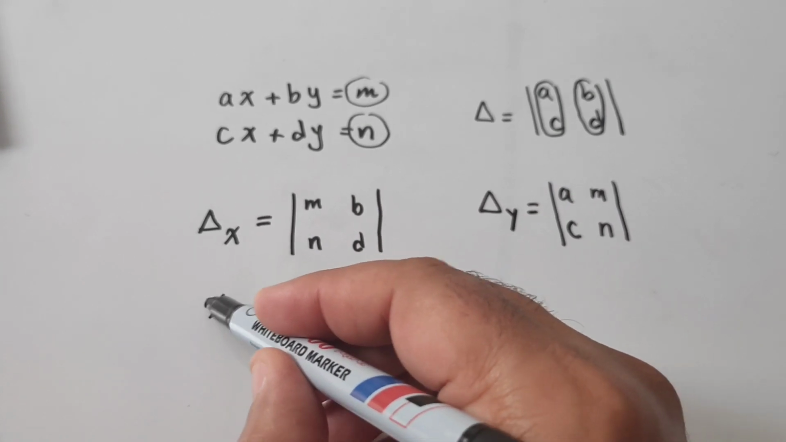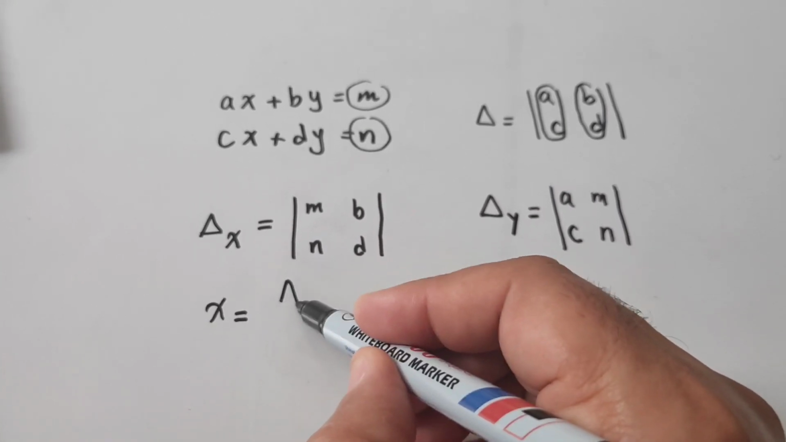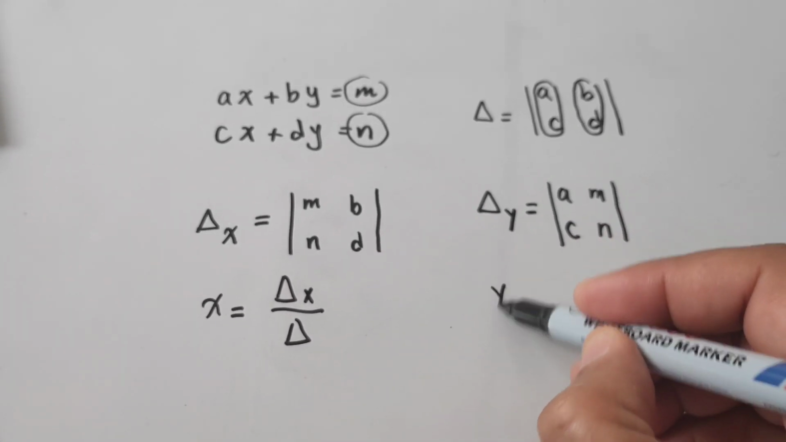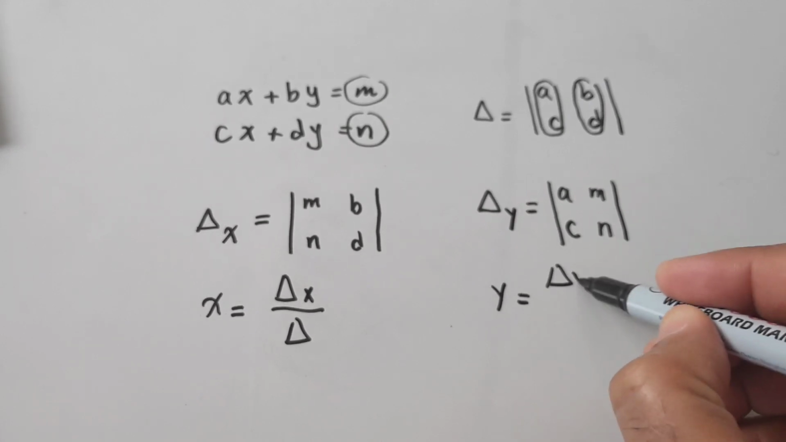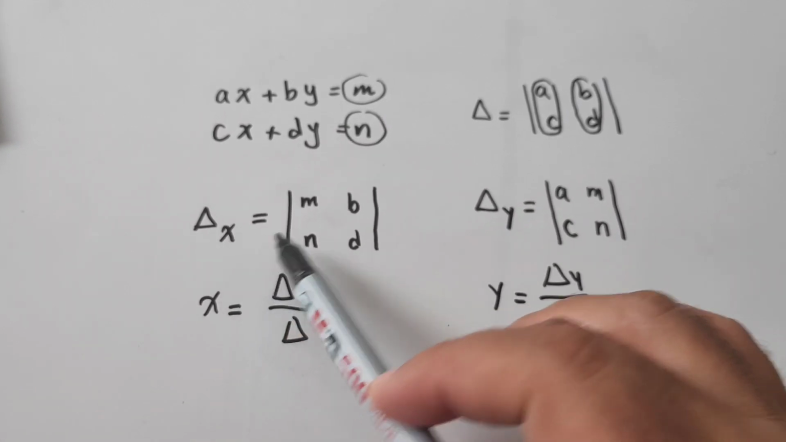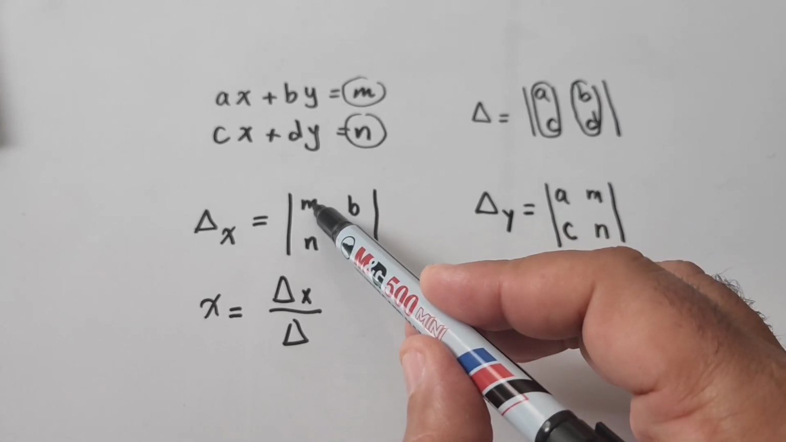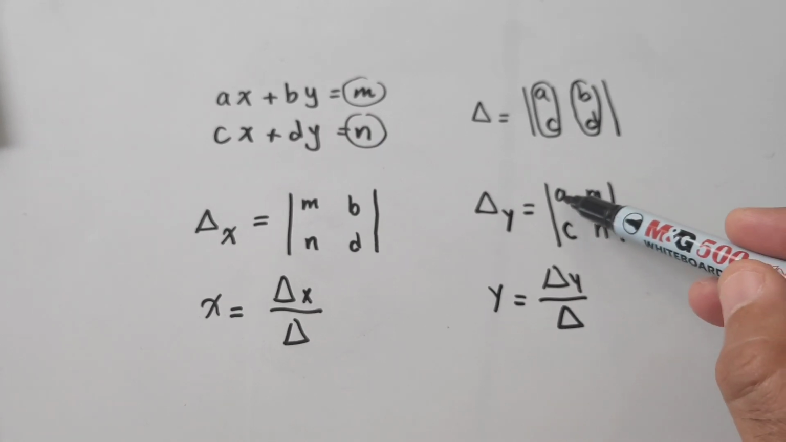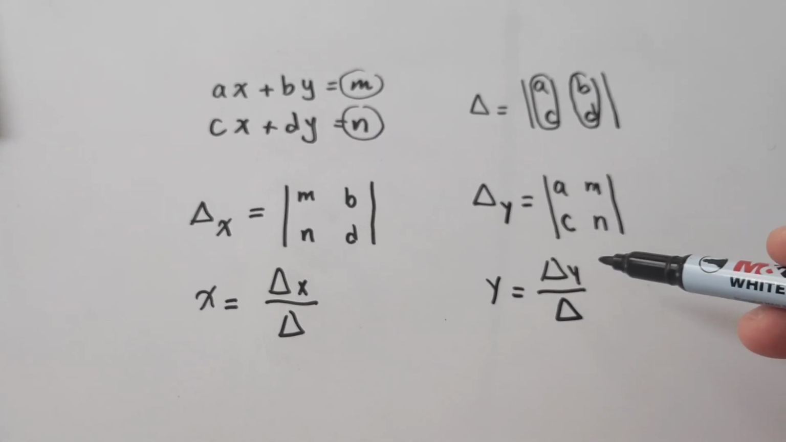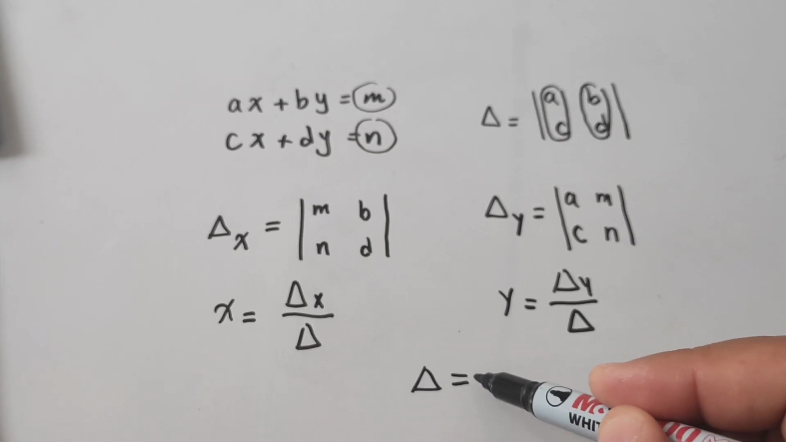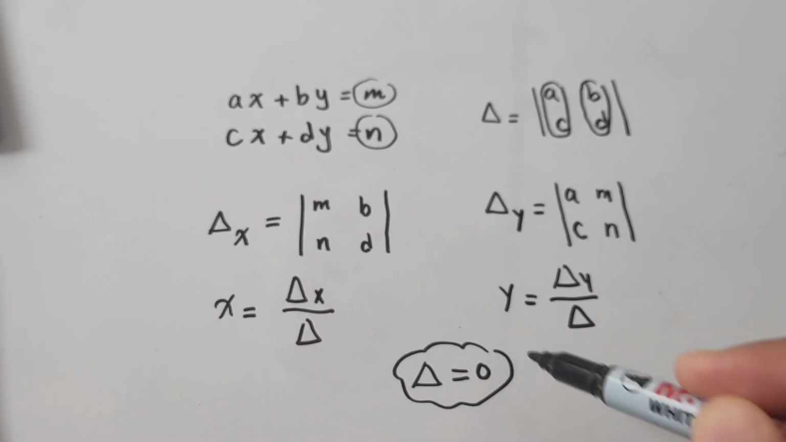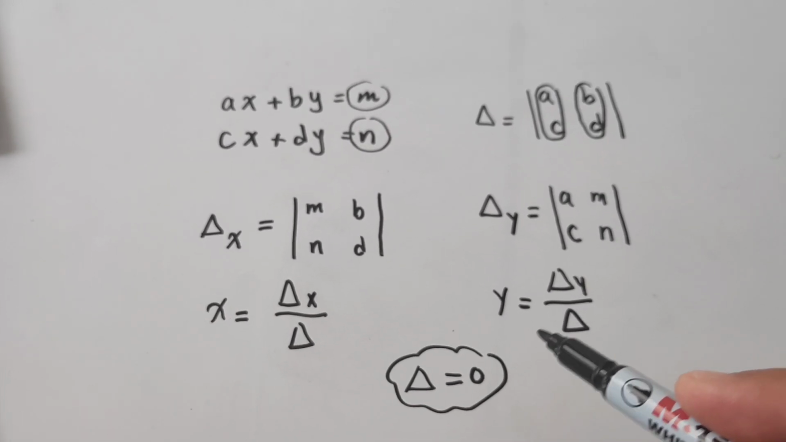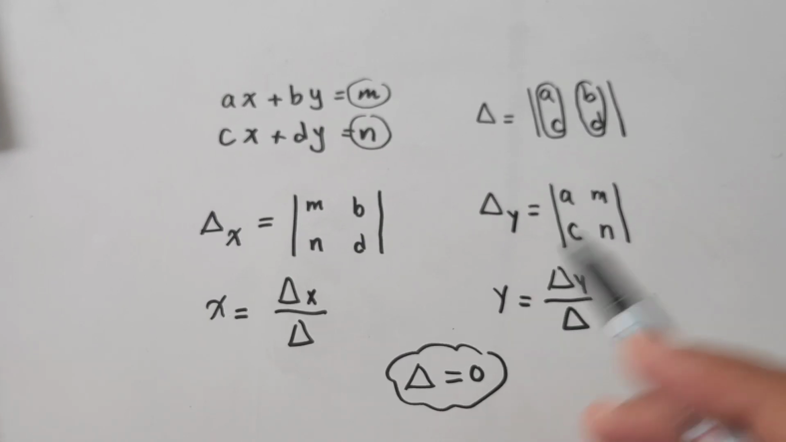To find the value of x, we divide delta x by delta. To find the value of y, we divide delta y by delta. We find delta x by computing md minus bn. We find delta y by computing an minus mc. If delta equals 0, we can say that the system of equations has an infinite number of solutions or has no solutions.